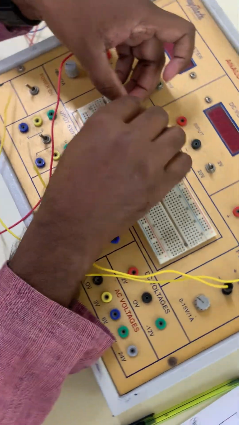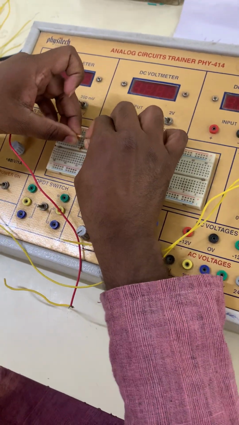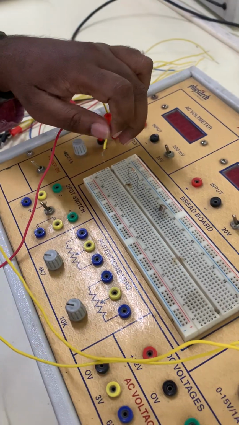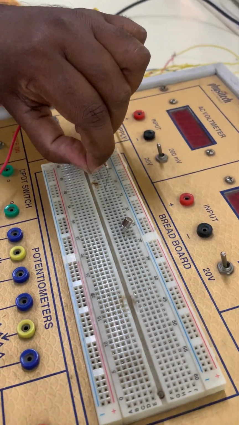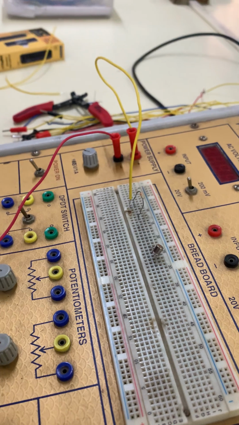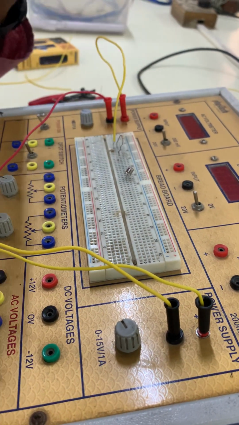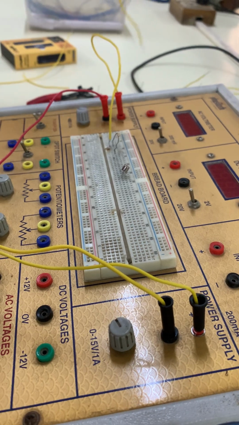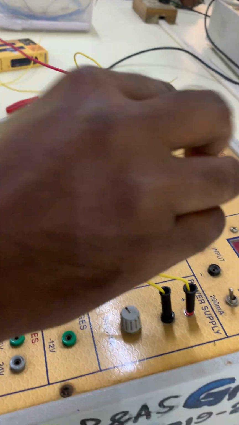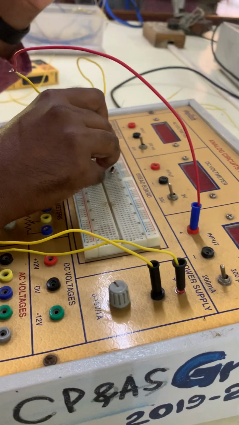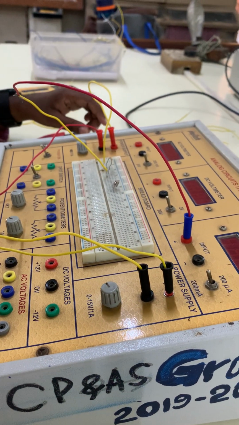Keep the 33K resistor like this. Now the power supply positive, you give to one end of the 33K resistor. Clear? 33K one end I am giving. Now the next end, which one are we going to give according to the diagram? The milliammeter positive. The next end is going to the milliammeter positive.